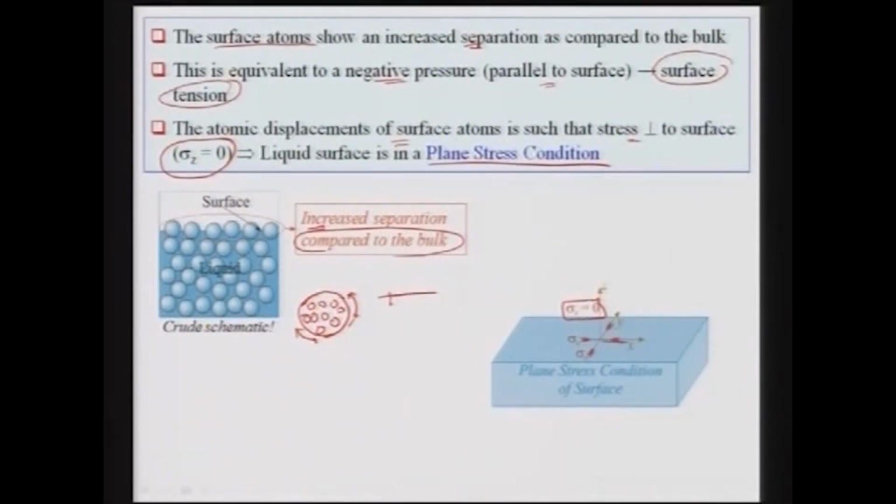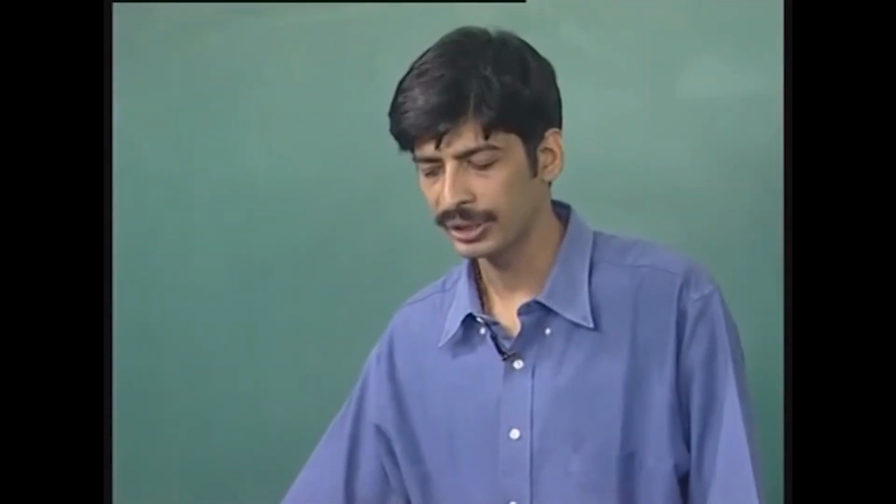So all the stresses are confined to the xy plane, and the stress along z is 0. So all the stretching is occurring along the x and y directions only, and that makes a plane become kind of globular in the case of liquids when it is freely available. That is a very nice finding: the surface atoms of the liquid show an increased separation as compared to the bulk, and that is more or less like a negative pressure building on the surface, and that pressure makes it be in a plane stress condition, meaning the stress along the z direction is 0.